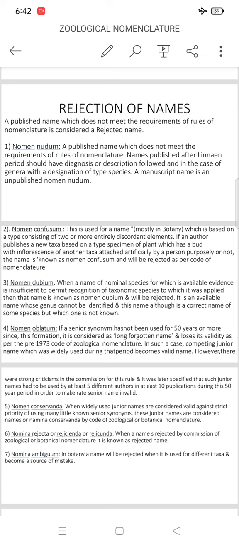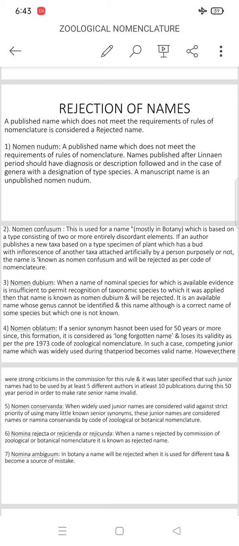The first one is nomen nudum, a published name which does not meet the requirements of the rules of nomenclature. A name published after the Linnean period should have a diagnosis or description, and in the case of genera, a designation of type species. A manuscript name is an unpublished nomen nudum.